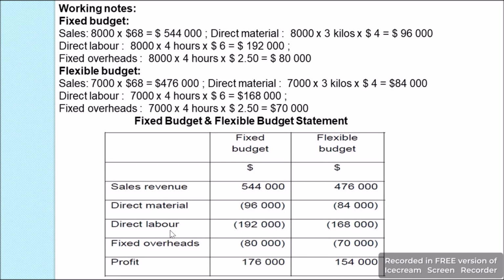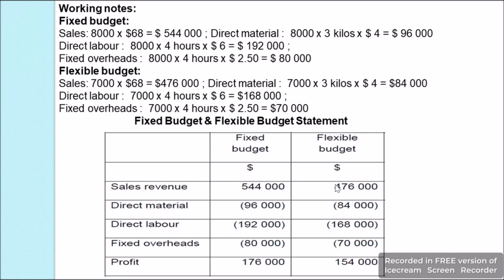And then the direct labor, for fixed budget it is $192,000 and for flexible budget it is $168,000. And then the fixed overhead, which we have calculated, for fixed budget it was $80,000 and for flexible budget it was $70,000. So from the sales revenue, that is for fixed budget we have $544,000, we subtract $96,000, then we subtract $192,000 and then we subtract $80,000. We get the profit for fixed budget as $176,000.